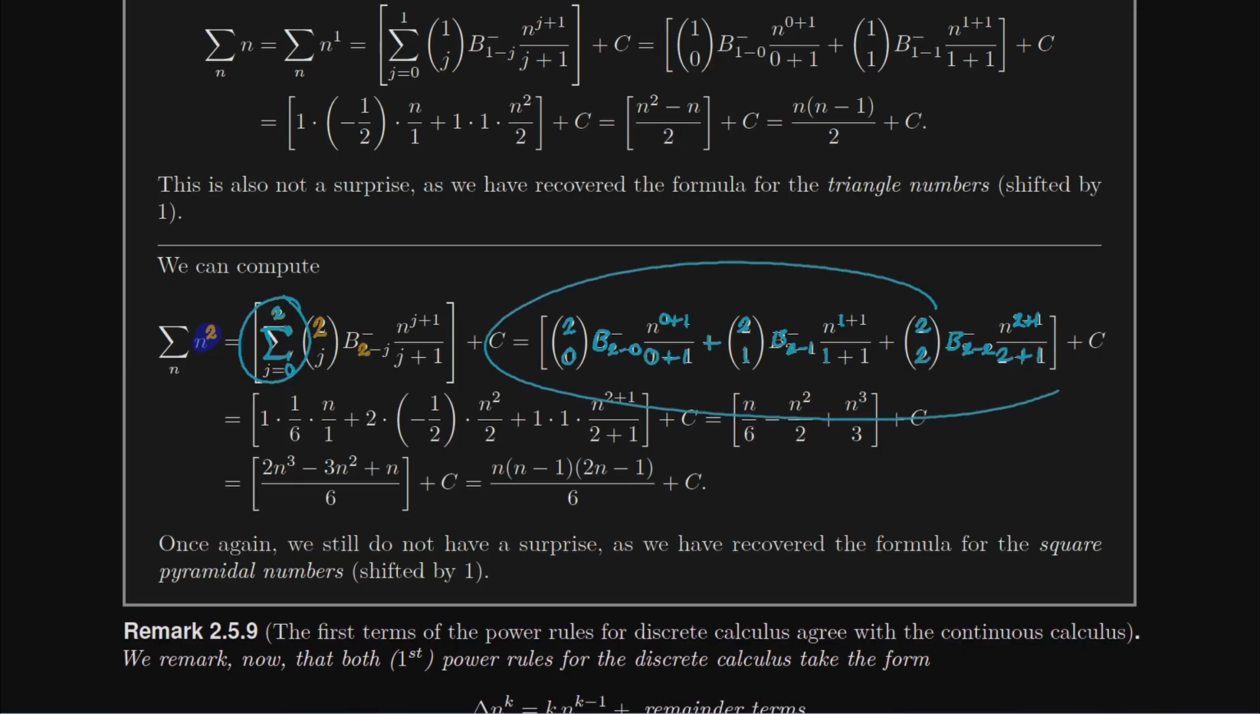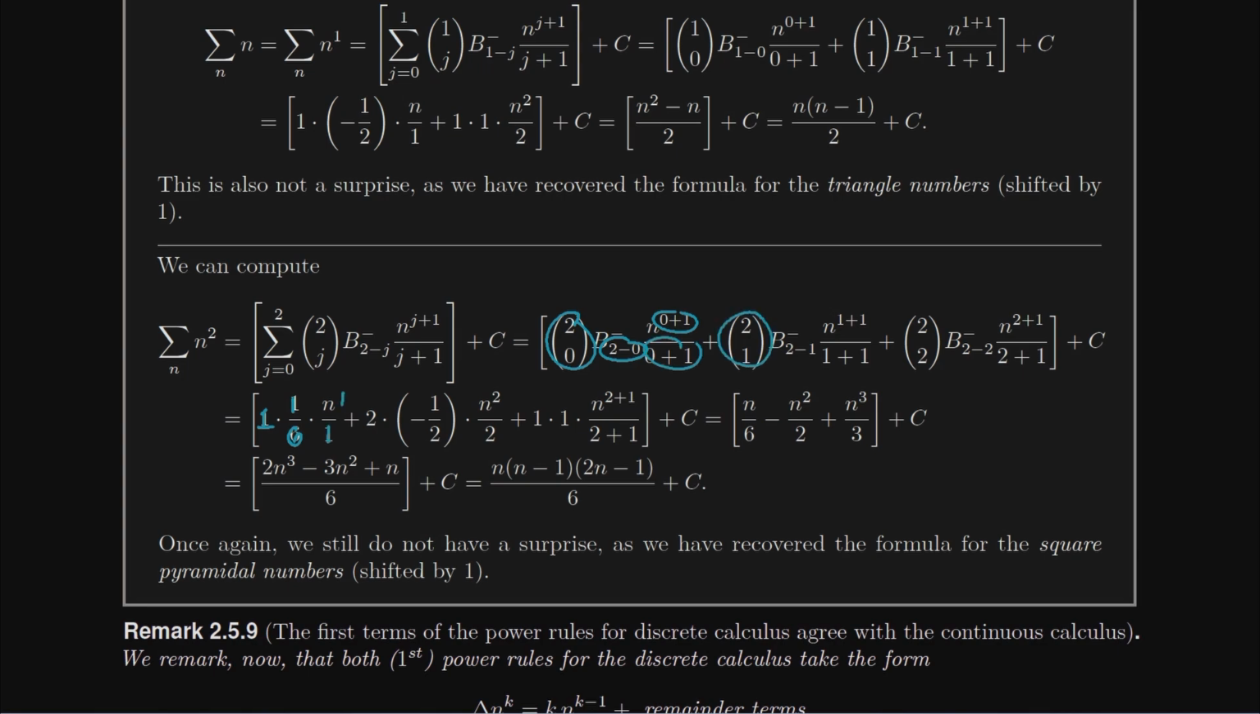Now if I actually evaluate all of these terms out, I will need to know Bernoulli number 2. If I go back to me having computed all of them for you, that happens to be 1/6. 2 choose 0 is going to be 1, my power is going to be 1, my denominator is going to be 1. 2 choose 1 is going to be 2. Bernoulli of 1 is going to be negative 1/2, and then power is going to be 2, and denominator is going to be 2. My last case, 2 choose 2 is going to be 1. Bernoulli number of 0 is going to be 1. n to the power 2 plus 1 is going to be n to the power 3, and denominator 2 plus 1 is going to be denominator 3. So that's what I have there.